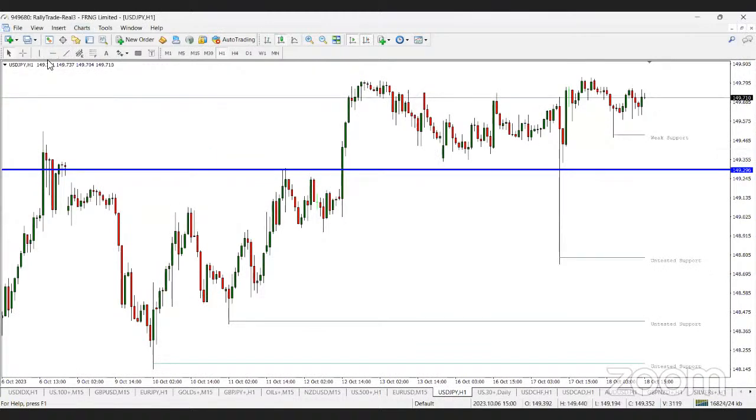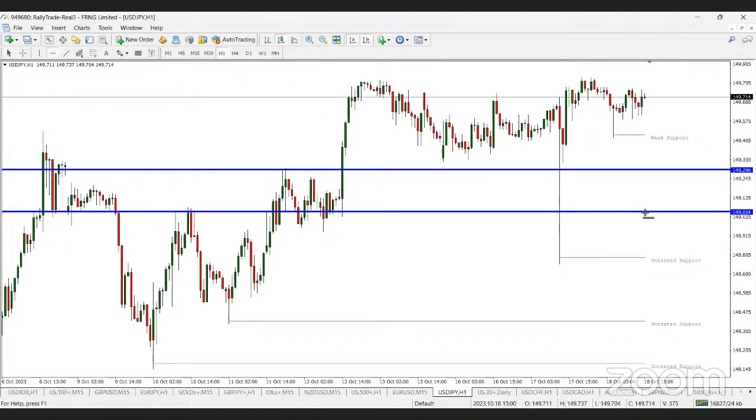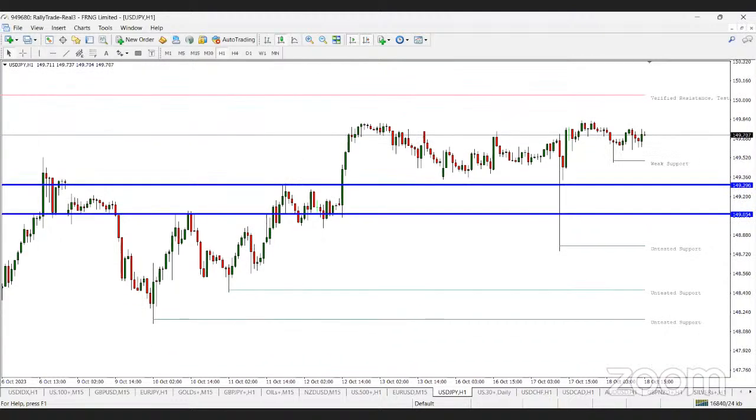So around 149.290, take profit at 149.050. Okay, so we can do it like that.